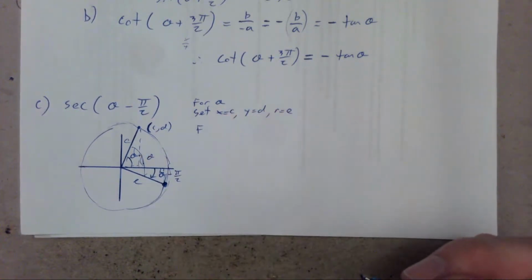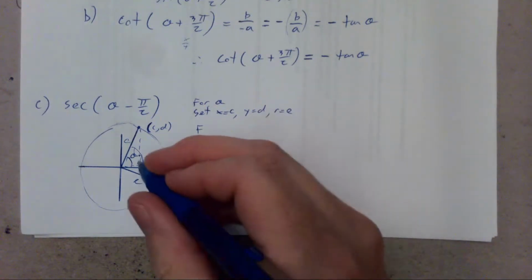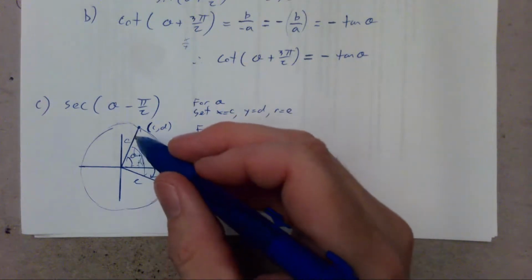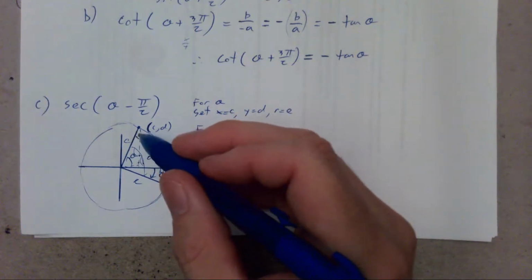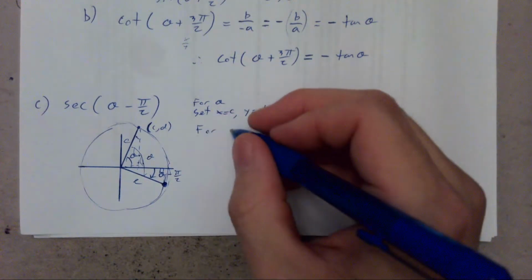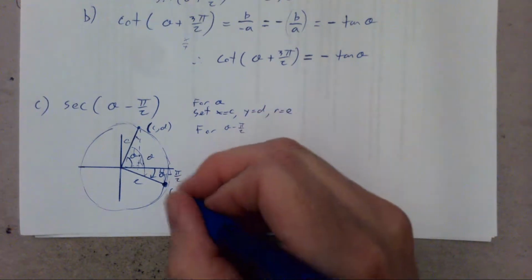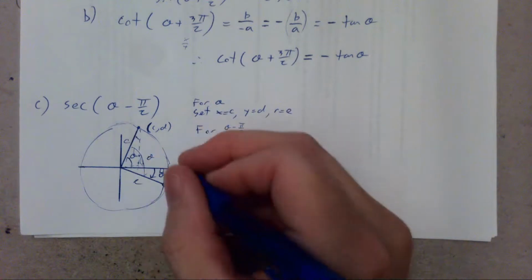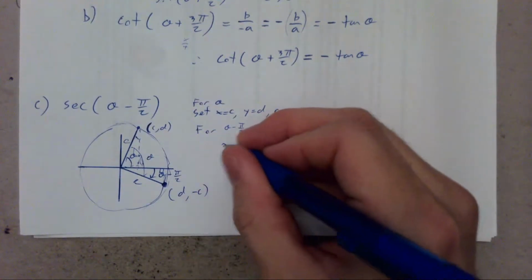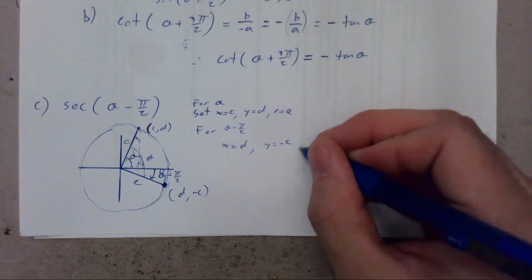Now we have a side shared and an angle shared. And if we look right here, this is actually theta's complement, pi by 2 minus theta. So we have another angle shared. So we have congruence. And that means for theta minus pi by 2, it looks like I'm going right D, but then down C. So x is going to be D, y is going to be negative C, and my radius is still E.